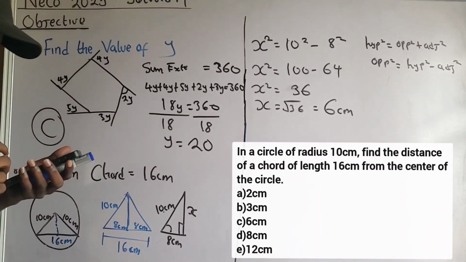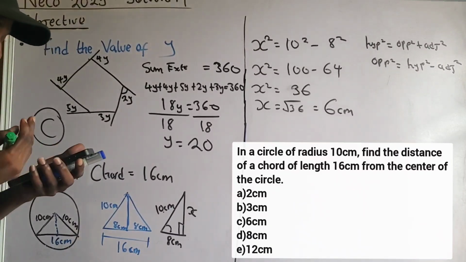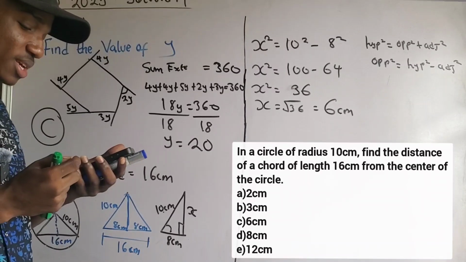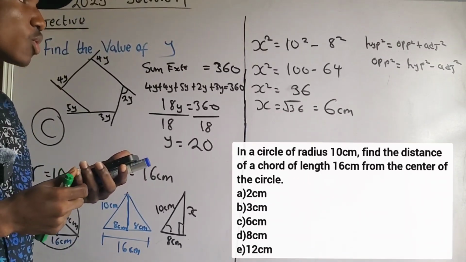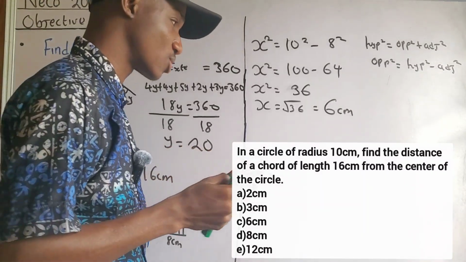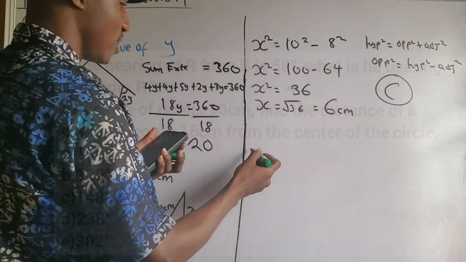Let us check the option that is correct. The first option is 2 centimeters, option B 3 centimeters, option C 6 centimeters, option D 8 centimeters, while option E is 12 centimeters. The correct option is option C, that is 6 centimeters. Option C is correct. Okay, let's progress.